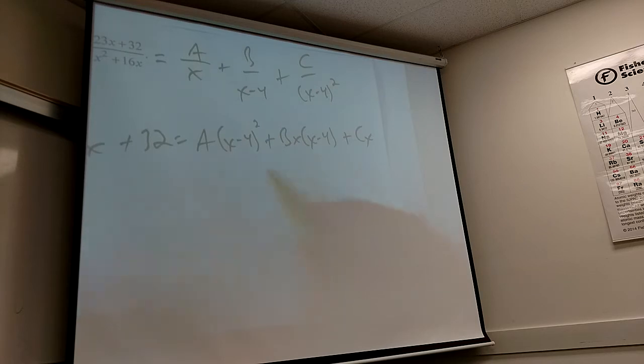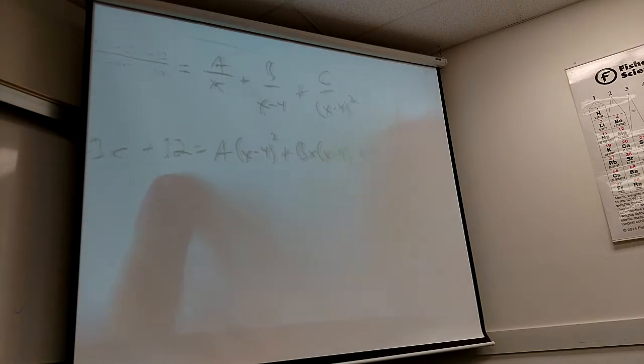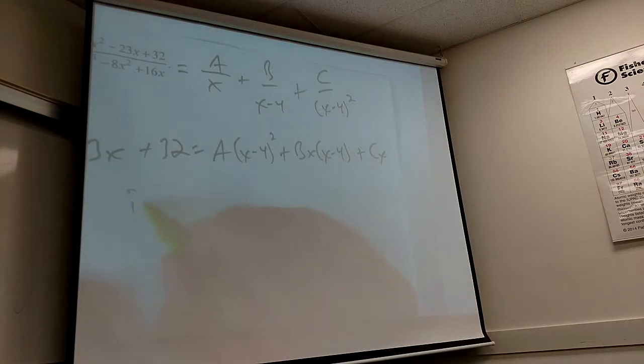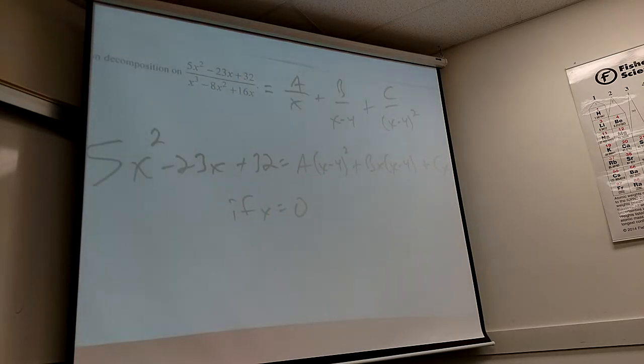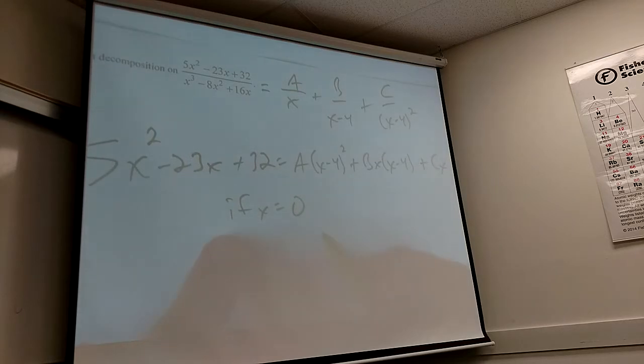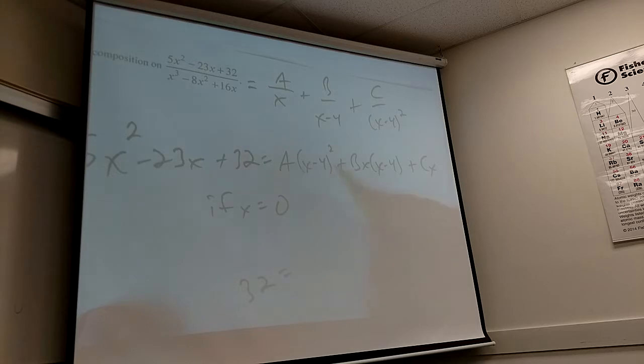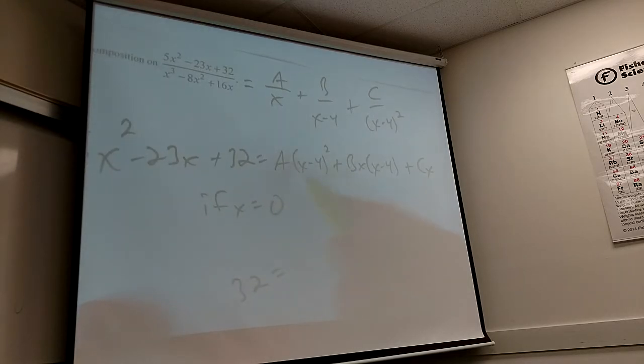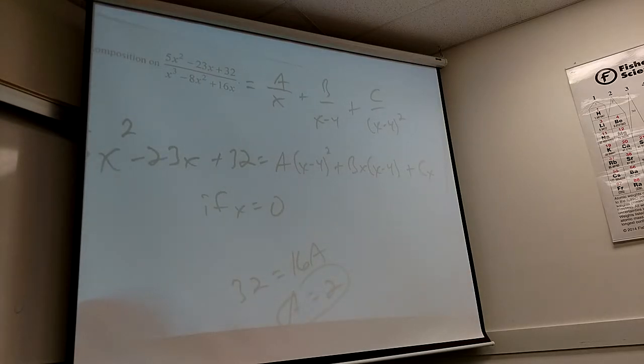Now, you could FOIL this and bring the A through and do the coefficients stuff, but it's so much better if x is, what's a good value for x? 0. If x is 0, don't I lose 2 terms? And why am I allowed to do that? Because x can be whatever I want it to be. Right? So if x is 0, I get 32 equals 16a. So a is 2. You guys see that? Is that cool?